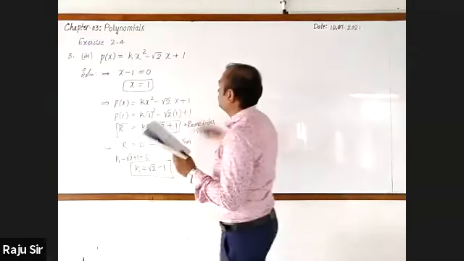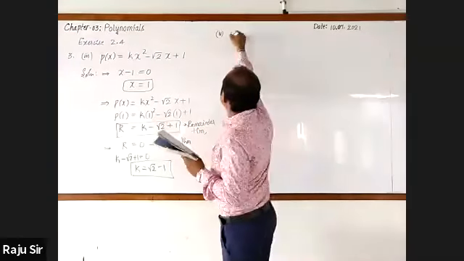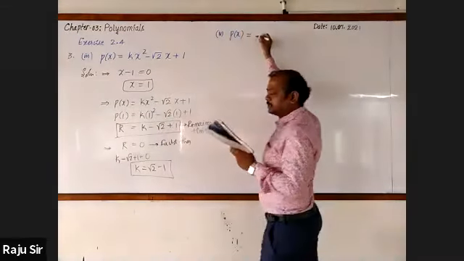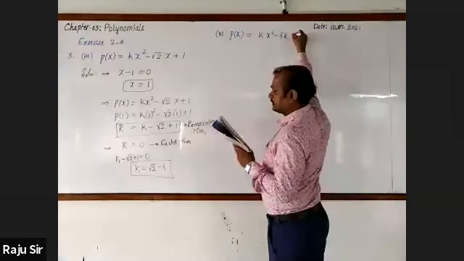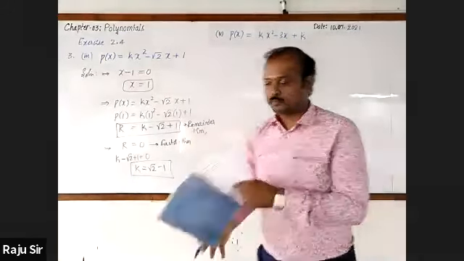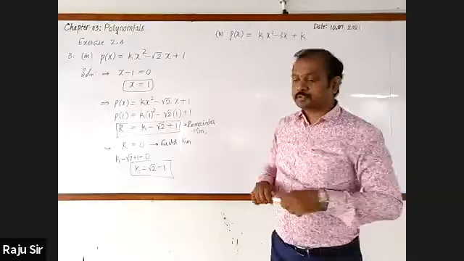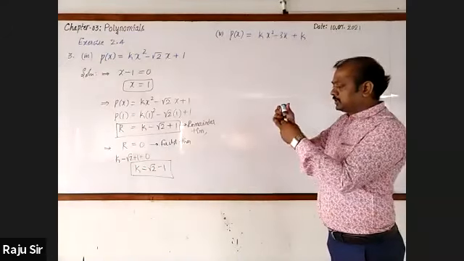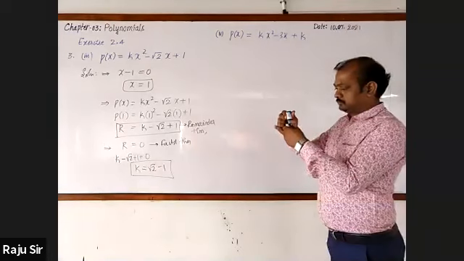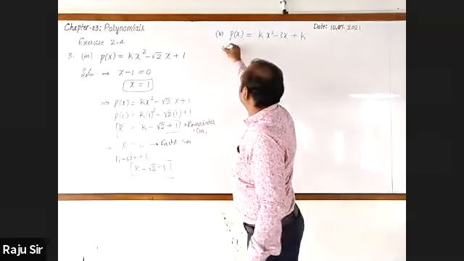Now we are moving to fourth subquestion. This is P of x is equal to kx square minus 3x plus k. So for this, we have to find out the value of k. Again, as they are given, x minus 1 is a factor.